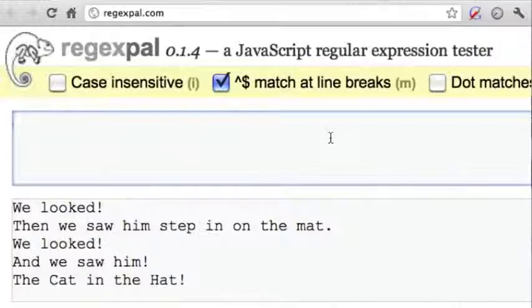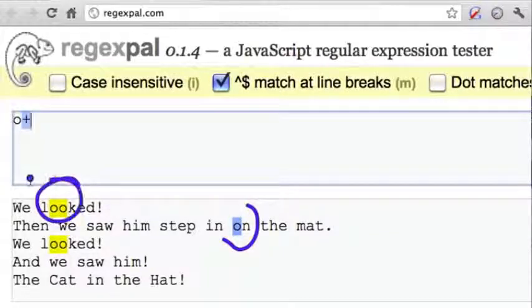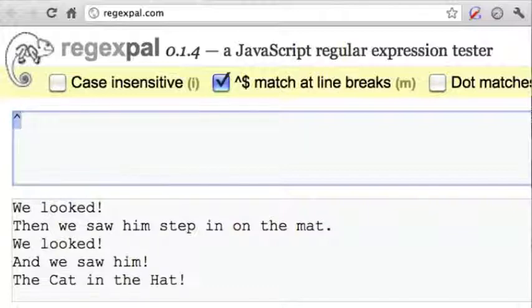So here's the letter O. Here's 0 or, let's make it one or more O first. Here's one or more O. So there's one O over here and two O's over here. And now let's look at beginnings and ends of lines. Here is capital letters at the beginning of a line.